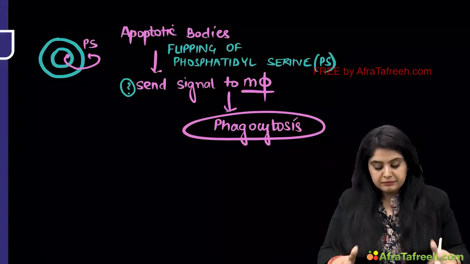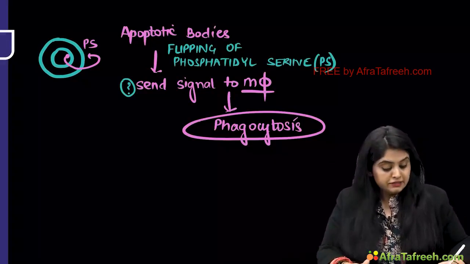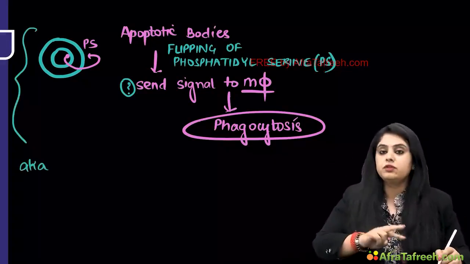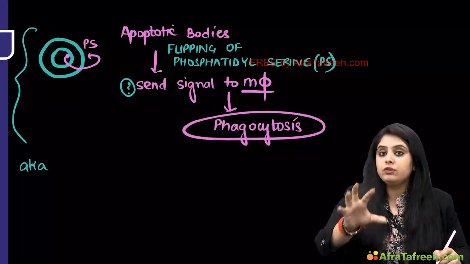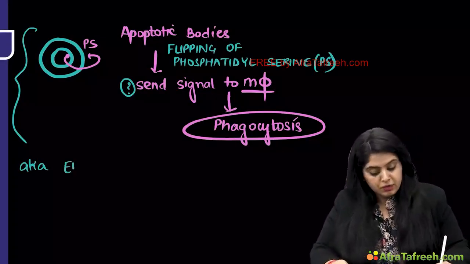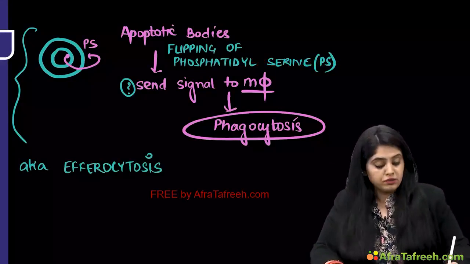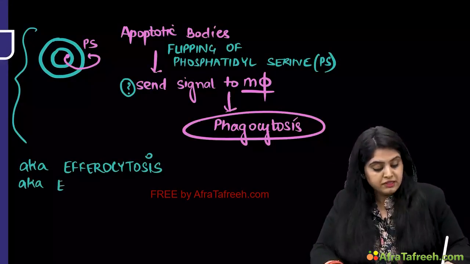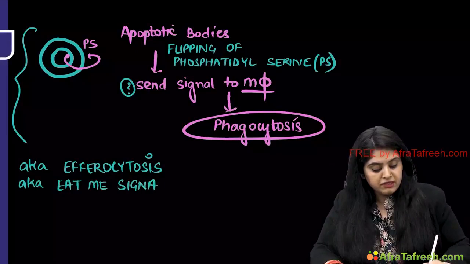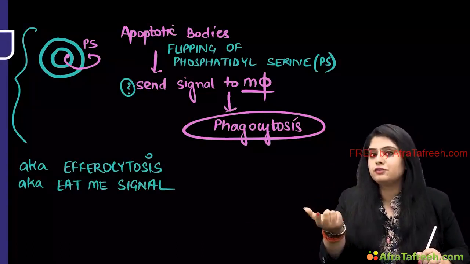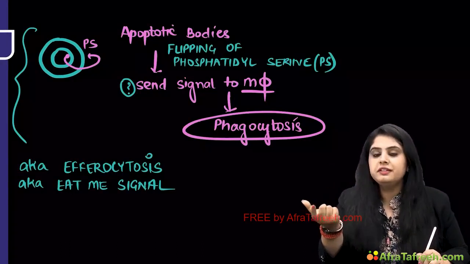Process is completed. Please remember, this step that I've just explained, how the phosphatidylserine is flipped and how the macrophage goes and eats it, is also known as efferocytosis. This is also known as the eat me signal. Getting the phosphatidylserine outside is nothing but the eat me signal, right? So you are giving a signal that, oh, phosphatidylserine, this means I have to go and eat it. So phosphatidylserine is an eat me signal.